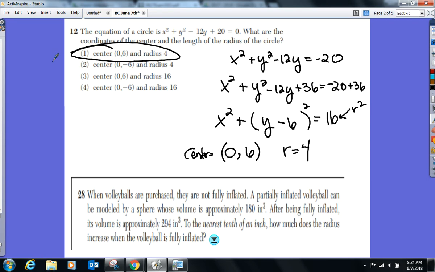We feel confident with these now? We feel pretty confident we can change it on our own and find center and radius, maybe even graph it if we have to. Maybe find, here's another thing, I'll just start throwing out different scenarios. Could you find the area of this circle? What's the area formula? Pi r squared. Do you know the radius?